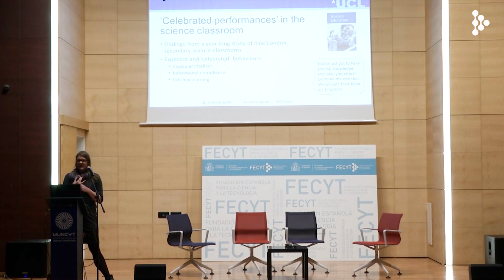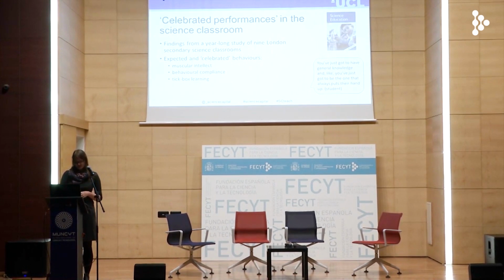We were interested in what makes someone a good science student. So we both observed what sort of behaviors were celebrated in the classroom, and also what teachers and students would say makes someone a science person. Over and over again, the behaviors that came up from our analysis fell into these 3 categories. They're about what we call muscular intellect, which means very confident, very loud displays of scientific knowledge. That was mostly done by boys and young people, students with higher science capital. There was behavior compliance, and there was tick box learning. And there was very little value, we often thought, being given to things like curiosity and creativity in the science classroom.